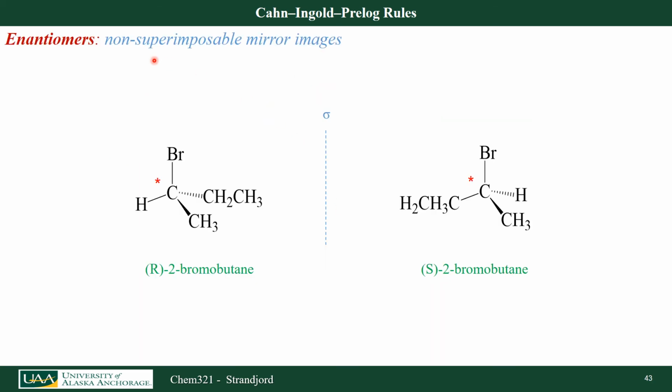Let's look at both those enantiomers side by side. Both of these are 2-bromobutanes. One is the R stereoisomer and one is the S stereoisomer. If I draw a mirror plane between those two and arrange it in space, those are non-superimposable mirror images, so they are enantiomers of each other.